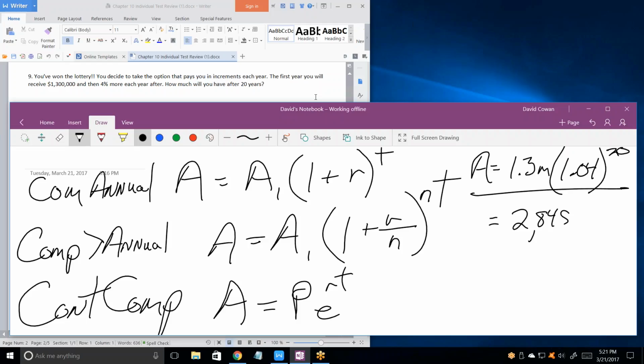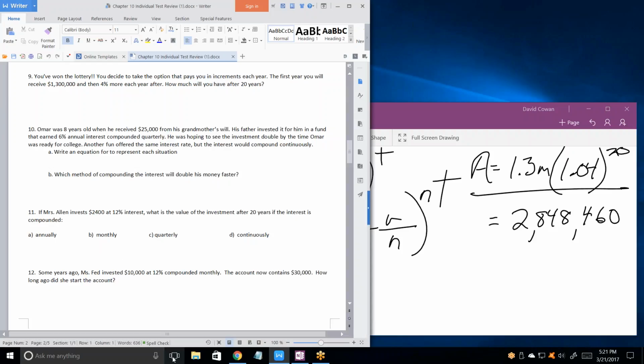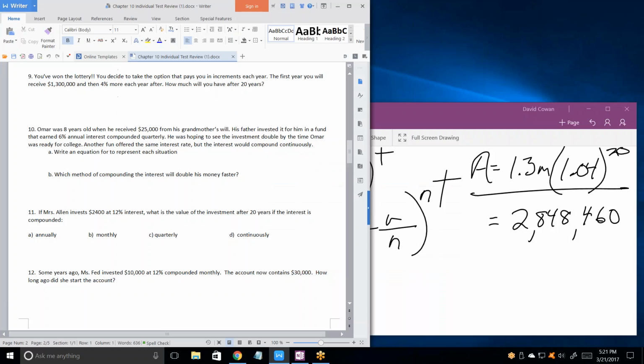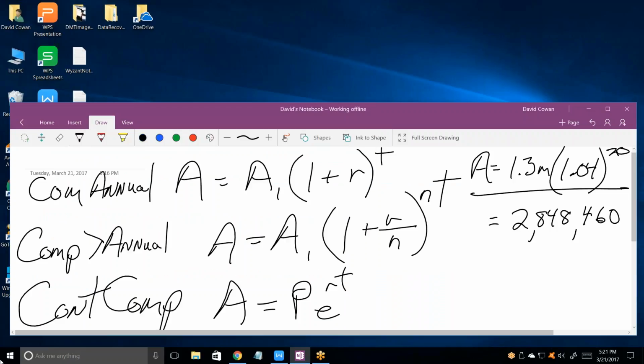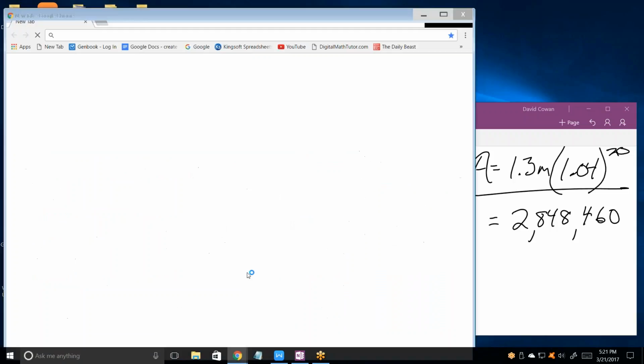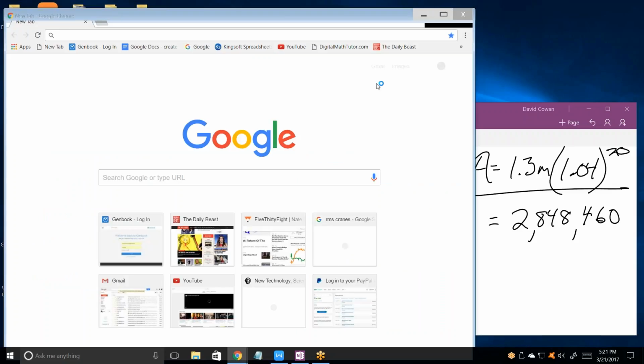2,848,460. See if that's what she's got. Having, for some reason, a problem with... maybe I have to open up a second window to do this. Let me try it. I appear to have closed out my Gmail, and that's where the key is.